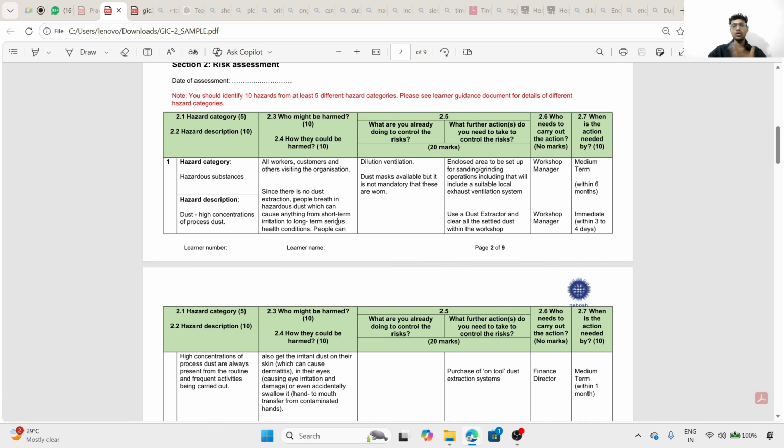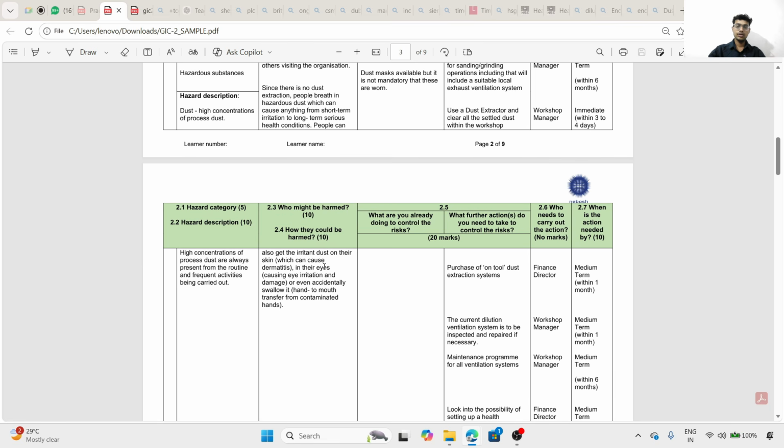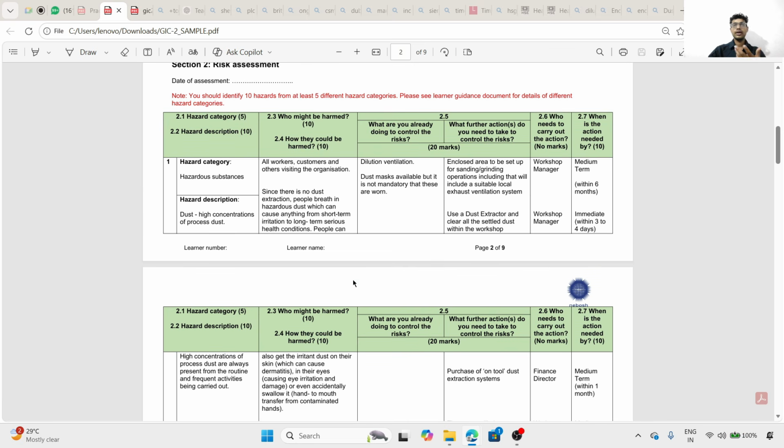It is mentioned that it can cause short-term irritation to lungs, and it could also become long-term serious conditions. People can get the irritant dust on their skin, which can cause skin issues like dermatitis. If it goes in the eyes, it can cause eye irritation and damage to the eyes. And if it is accidentally swallowed by contaminated hands, like the dust is there on the hands when people work, and when people eat food, contamination happens from hand to mouth transfer. This is also how it can cause harm to them. So you should mention this properly.